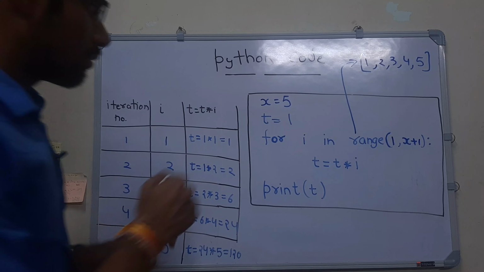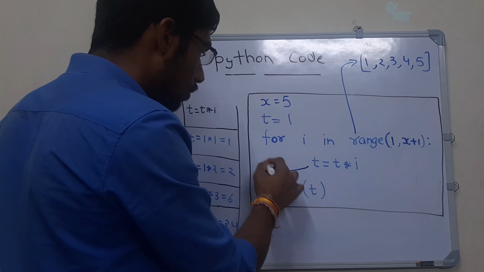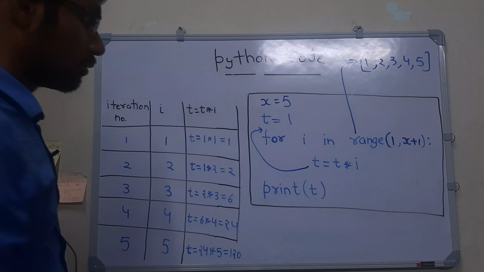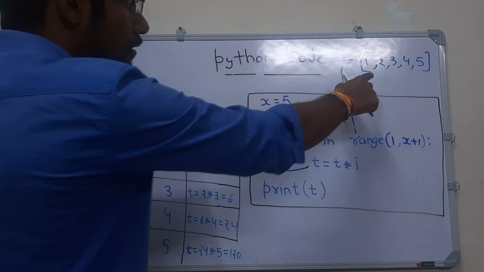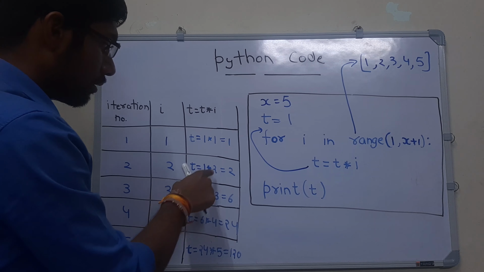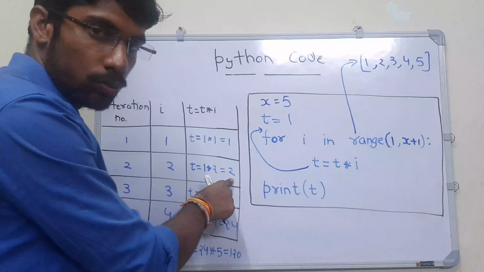In the second iteration, it will not go to the earlier statement because it has to work over this block. In the second iteration, I will take value 2 and my t value was 1. So 1 into 2 equals 2.